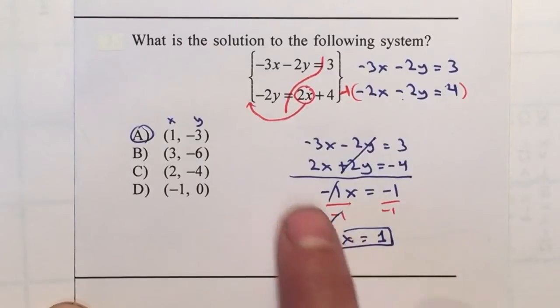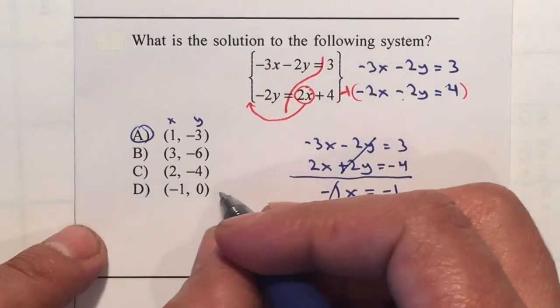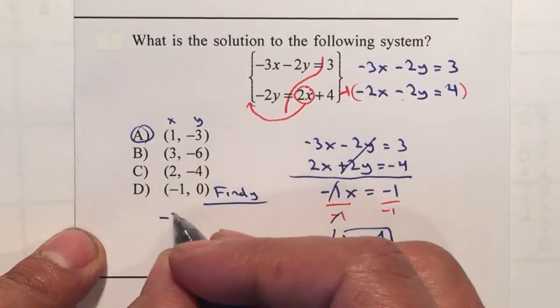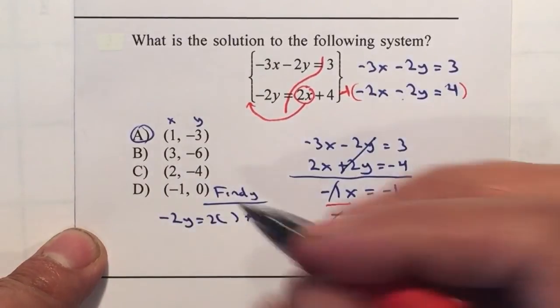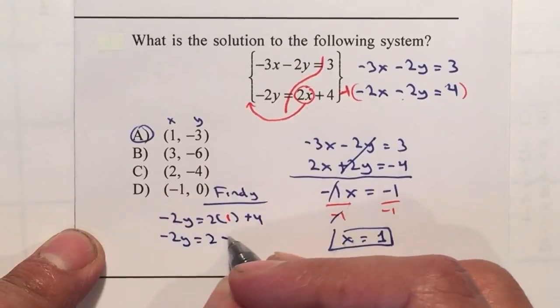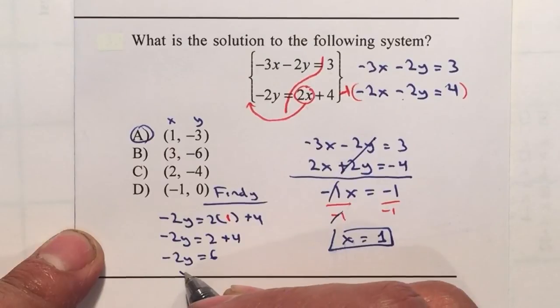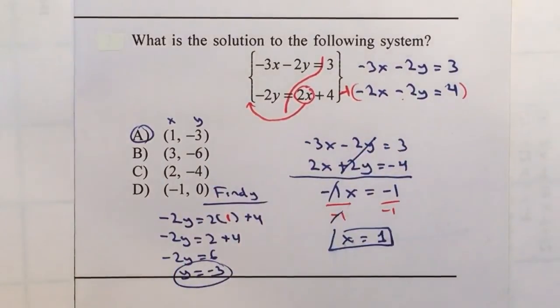Now if you want to get the value of y, we can just plug it in, and I'm going to plug it into the second equation to find y. Negative 2y is equal to 2x plus 4, and that x is a 1. Negative 2y is equal to 2 plus 4. Negative 2y is equal to 6. Divide by negative 2 on both sides, so y is equal to negative 3, and that corresponds. So my answer is A.